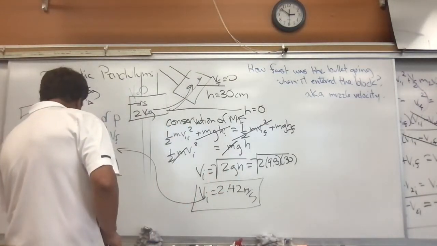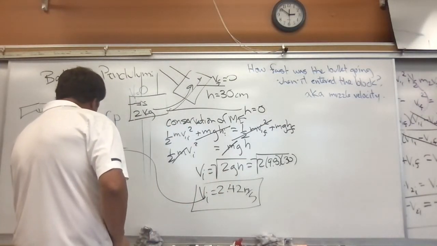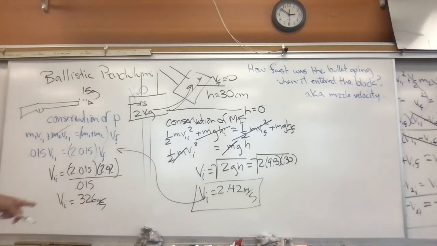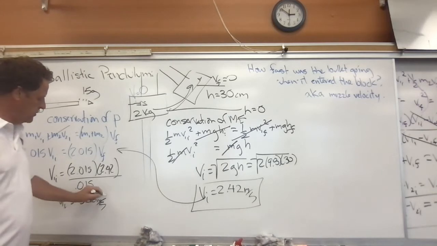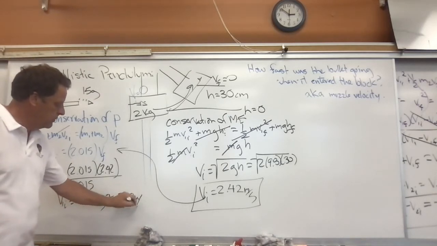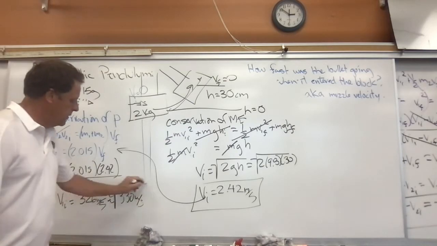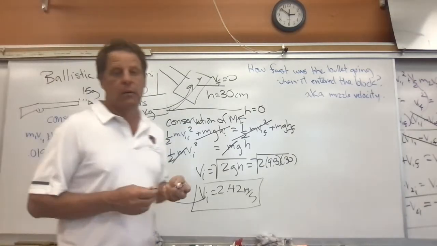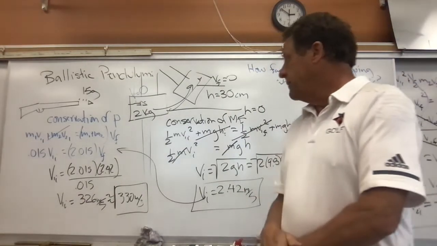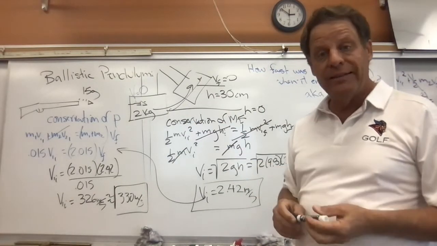So 326 meters per second. If we were to actually look at significant digits, that would probably be 330 meters per second. Okay, but that would be our muzzle velocity. Okay, so that is a ballistic pendulum.